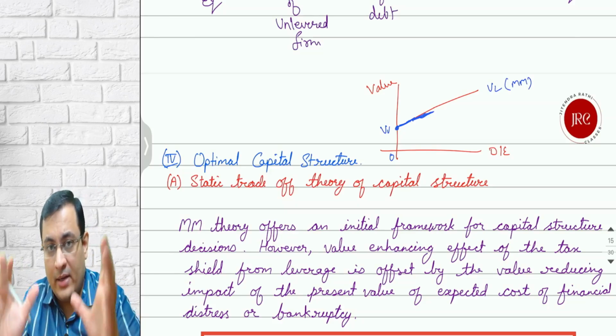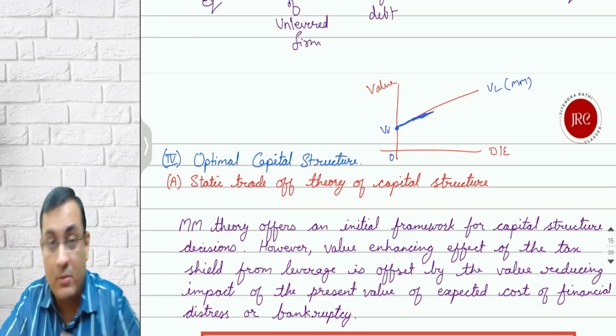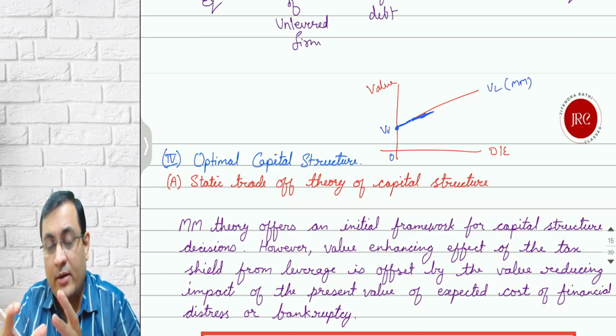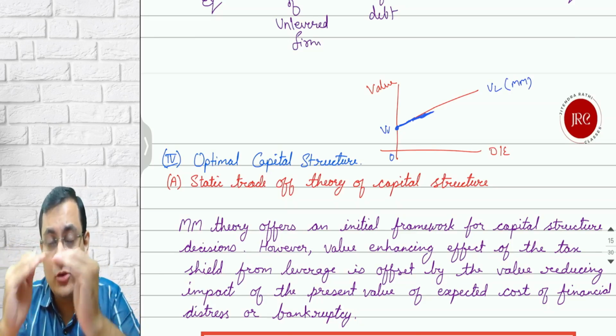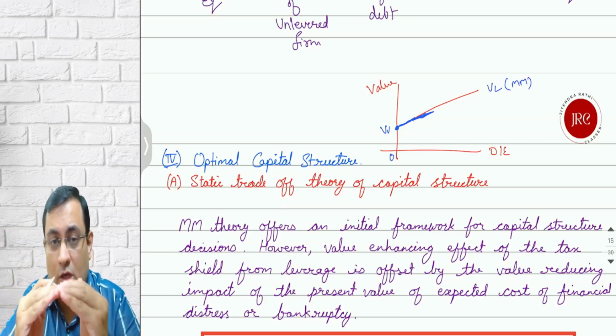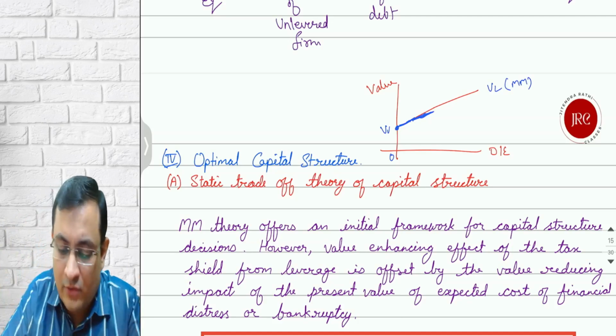At one level, the optimum level, at a specific level, what will happen? The benefit of tax shield on interest is exactly equal to the cost of financial distress. If it is exactly equal to the cost of financial distress, there is no extra advantage in increasing the value of the firm. So this blue line will reach a peak point.